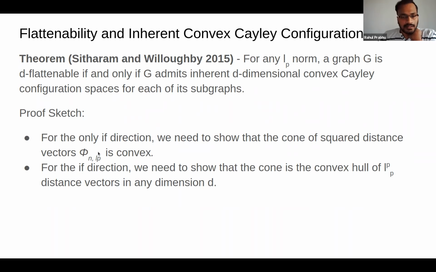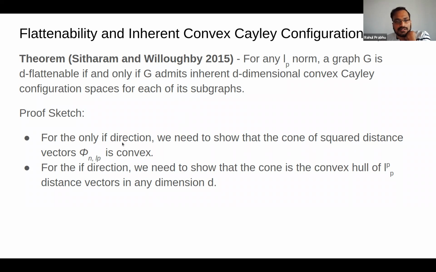So to prove this for any LP, all we'd have to show is the cone of squared distance vectors N LP is convex. The notation is slightly different: N is the points and LP is the new norm. If you can show that this is convex, then our previous proof would just go through.